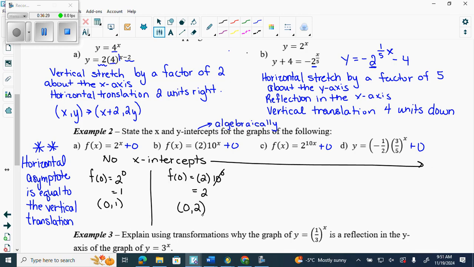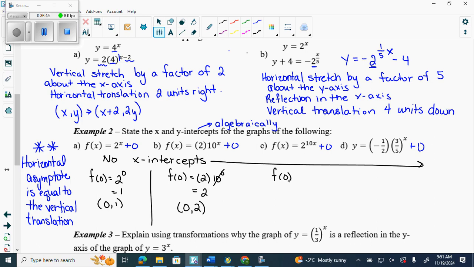So the y-intercept is at 0, 1, correct? This one is vertically stretching it by a factor of 2, hence why it's 0, 2. Yes? This one's stretching it by nothing. That's a horizontal stretch. We agree? So it should end up being 0, 1.